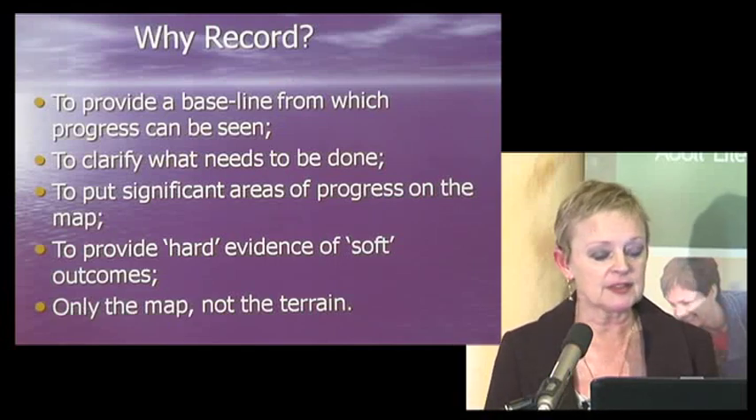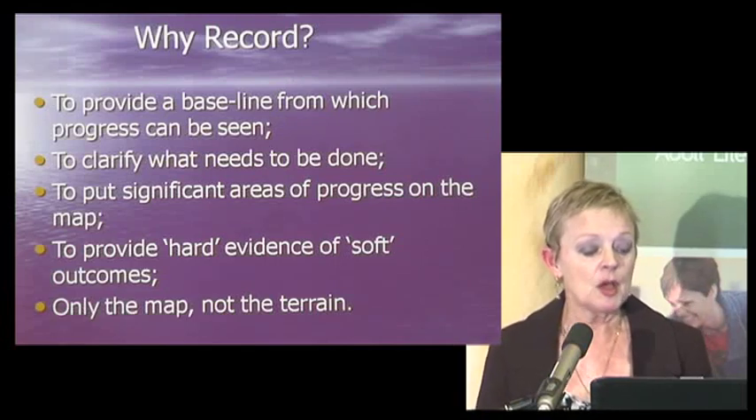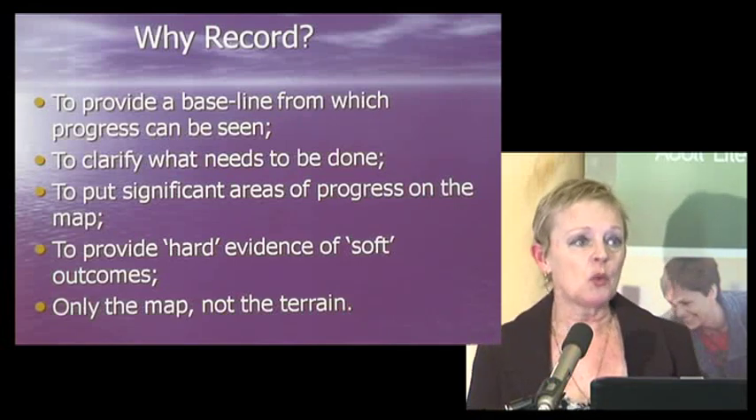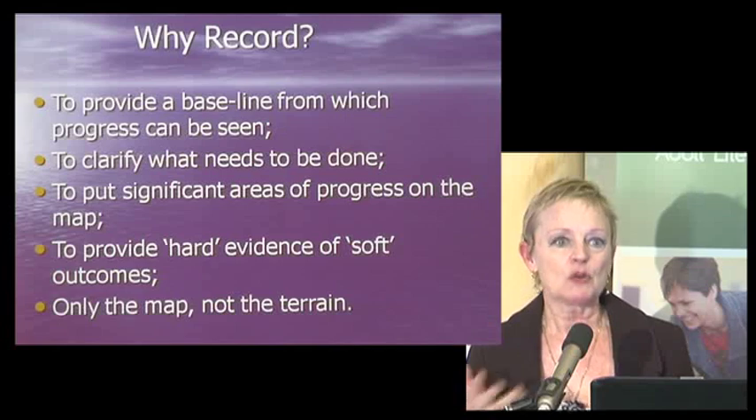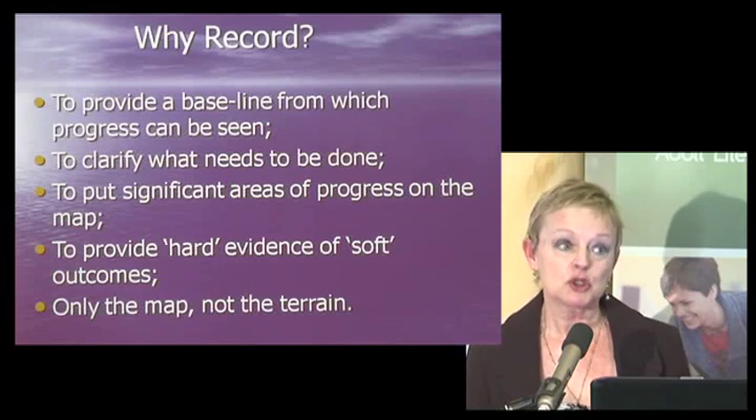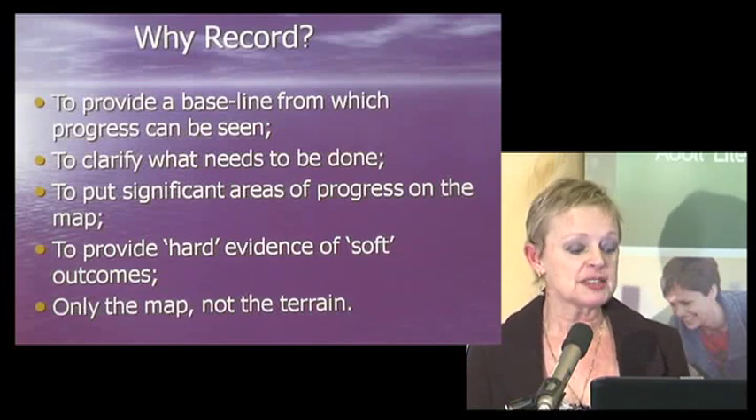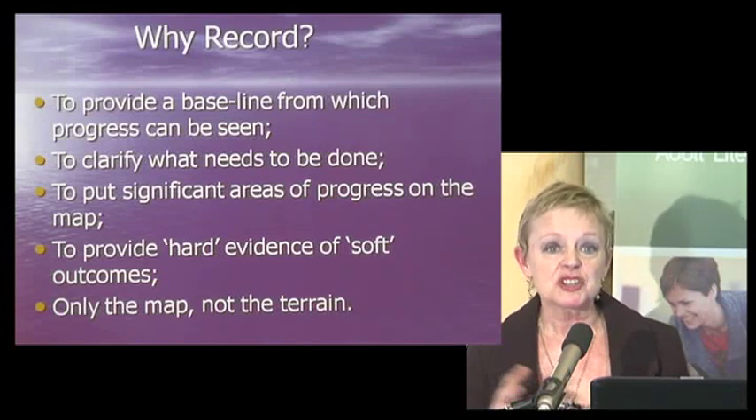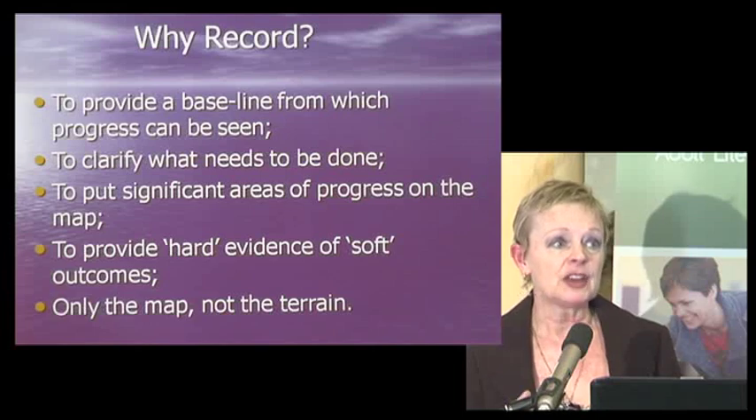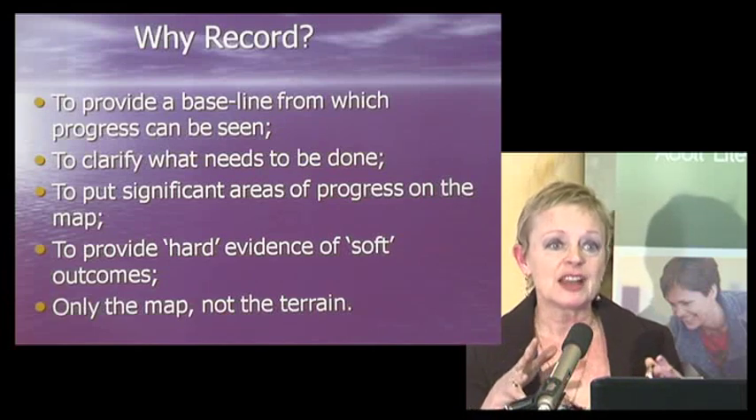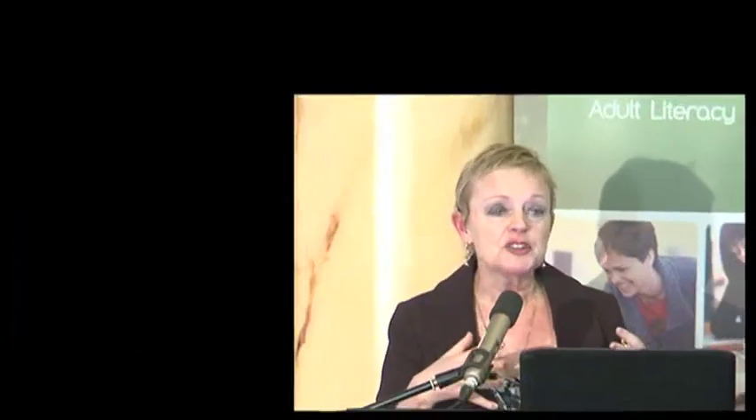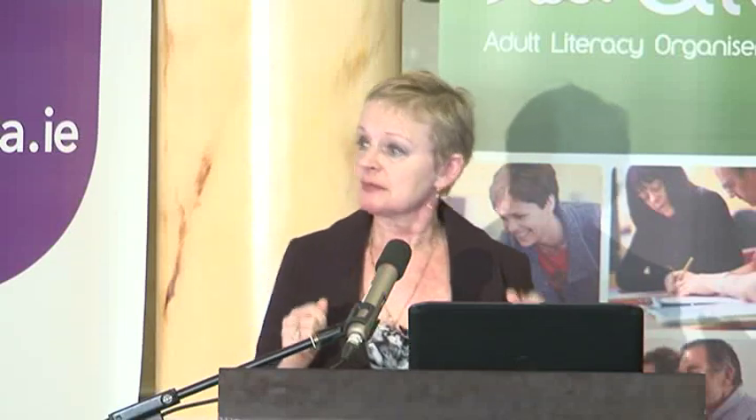And other people have spoken at length on this. Really, providing evidence of soft outcomes is, I think, a way to give status to our own professional judgments that have maybe hitherto not been treated with the seriousness which they deserve. And what we're talking about here really is only the map. The terrain is what we do on the ground, and finding ways of assessing it and finding ways of actually putting it down for our own scrutiny, the learner's scrutiny, and for the scrutiny of others is really only the map. So that's basically it.